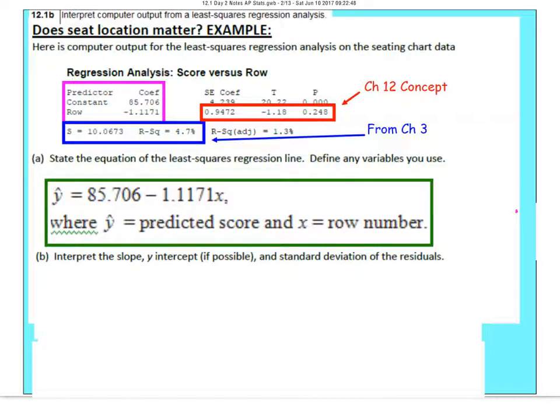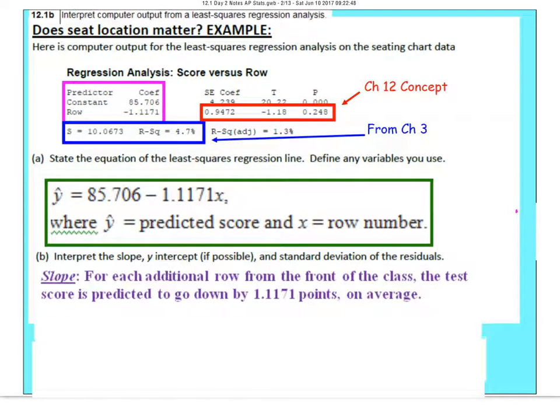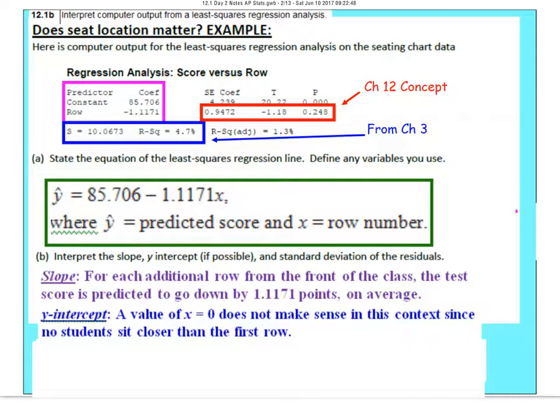Now for part B, we've already interpreted the slope and the y-intercept. So let's just go ahead and I'll show you those answers again. We did that on a previous lesson. Remember, the slope talks about for every row from the front, our test score will go down by 1.1171 on average.